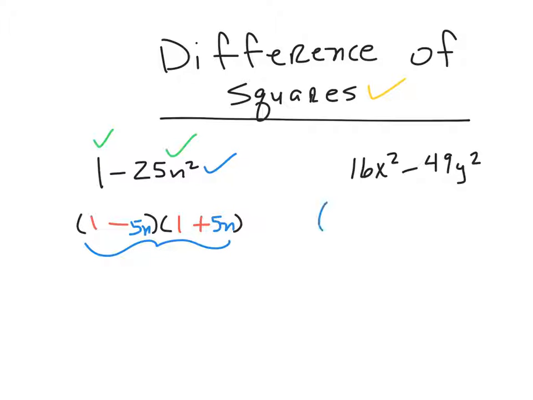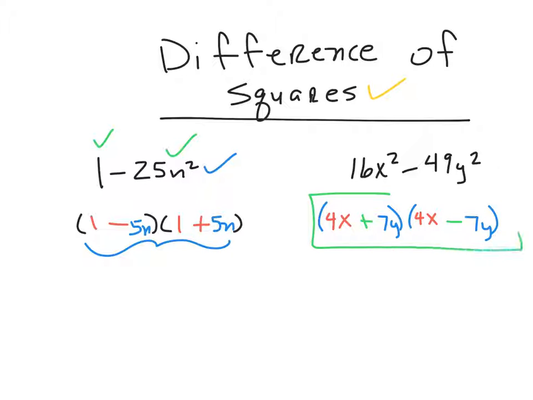Let's look at this one. It is a difference of squares. 16x squared reduces down to 4x and 4x. 49y squared reduces down to 7y and 7y. So in the middle, I'm going to have a plus and a minus. All right, and that's pretty much it. Let's double check. This is not a difference of squares, so we're done.